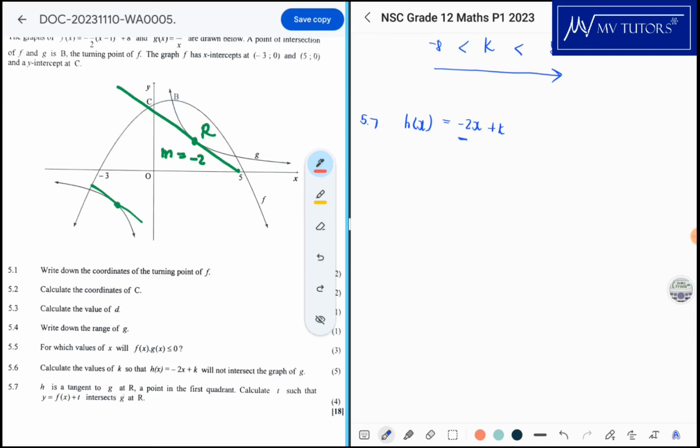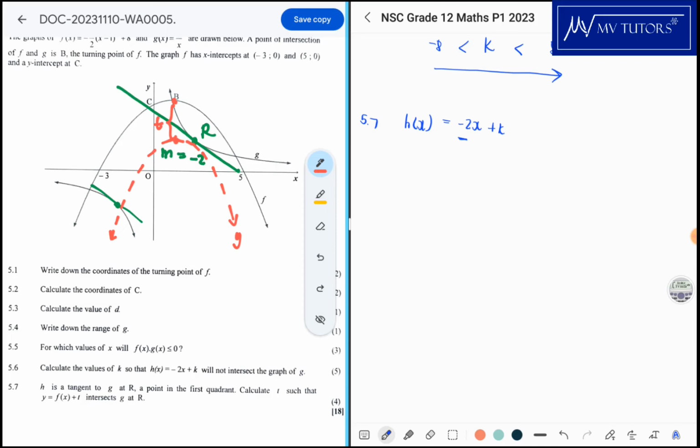Shifting it down such that it intersects g at R. So b, all of it is going to go all the way down. So we're going to probably have something like this, which is y. Okay, and we need to calculate t, this vertical shift. So when we go from b all the way to there, that is t, that is our vertical shift.